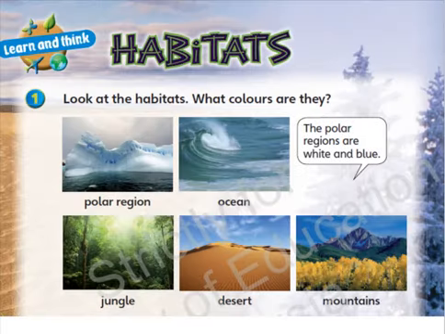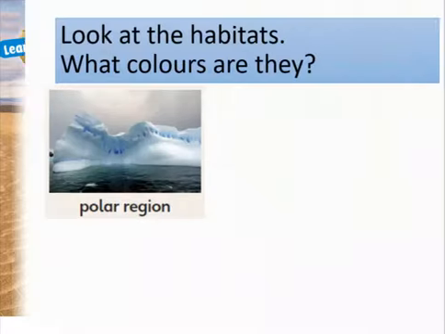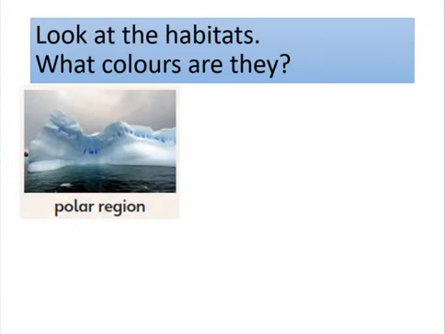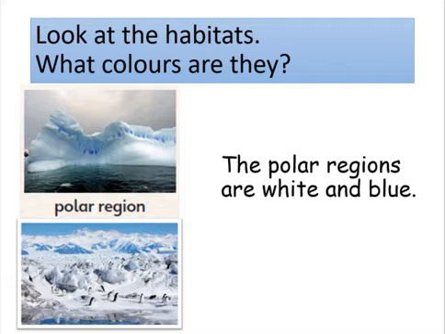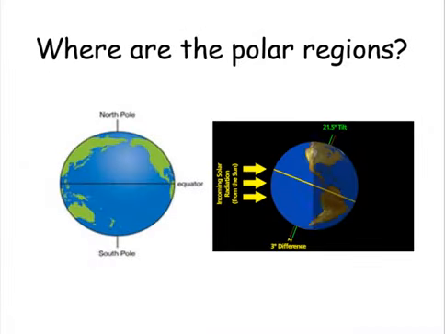Look at the habitat. What colors are they? First, we look at the polar regions. The polar regions are white and blue. You might think that, where are the polar regions?